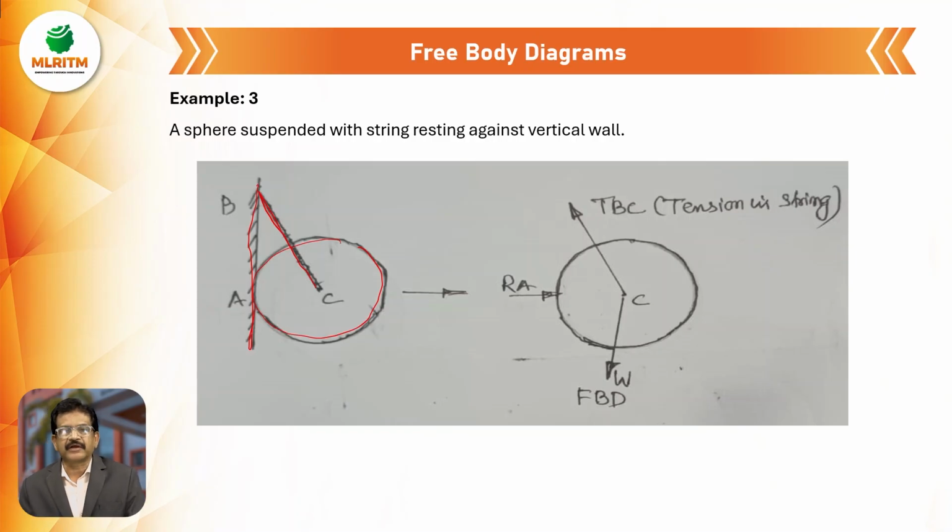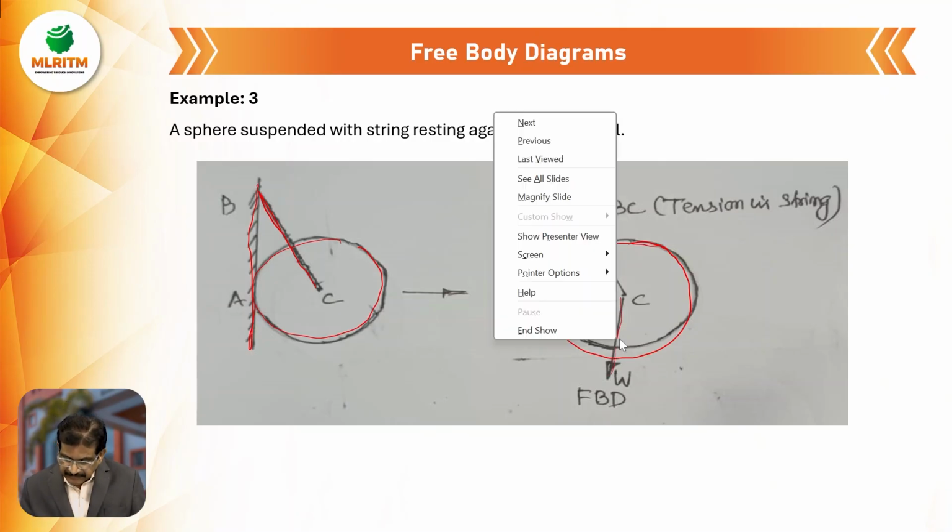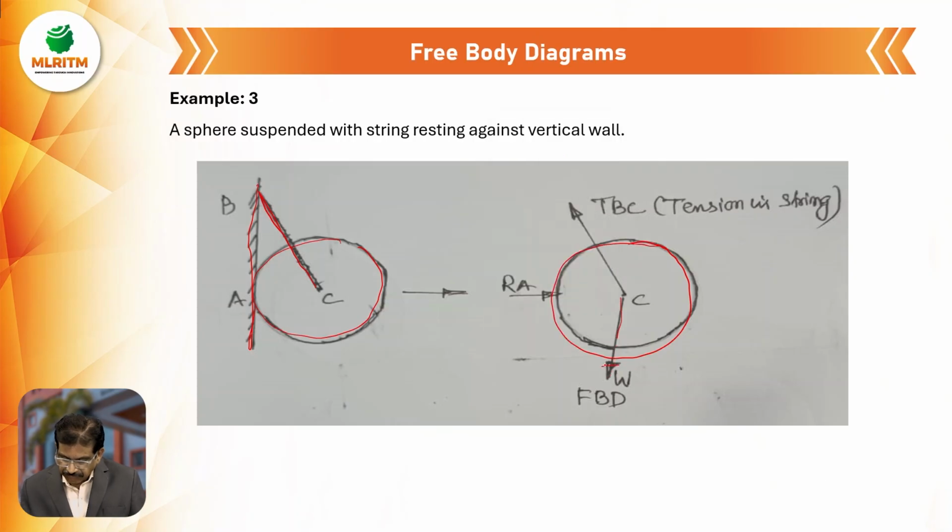For this one, we have to draw a free body diagram. What is the free body diagram saying? Draw the same diagram. After that, remove the supports. I remove the support, again showing the active and reactive forces. Because of the suspension, there is self weight. Next, the string is suspended, which means there is tension in the string. That is T_BC, the tension in the string.